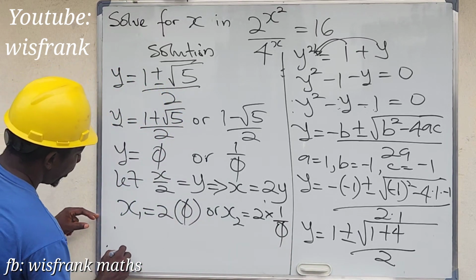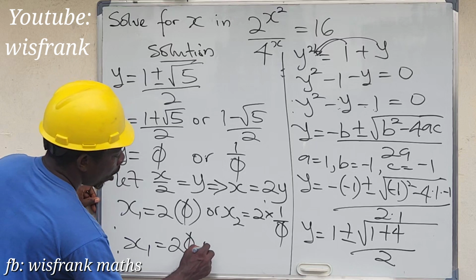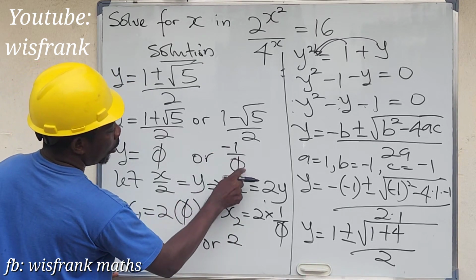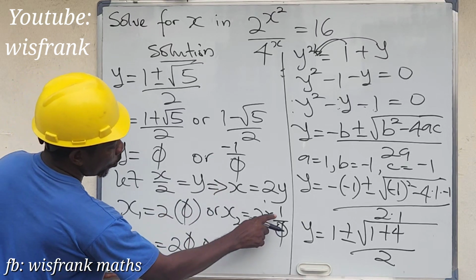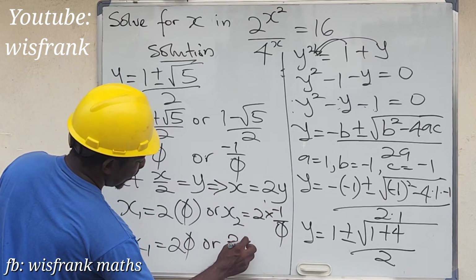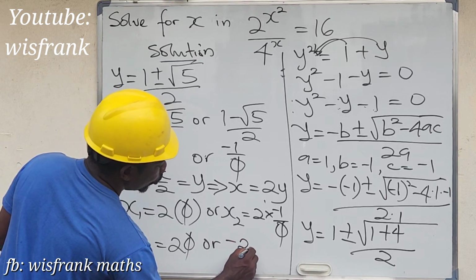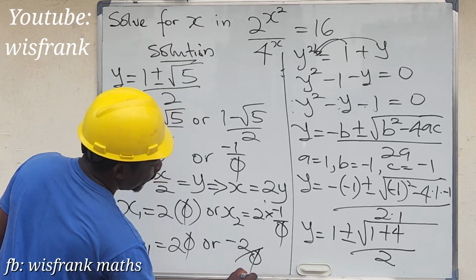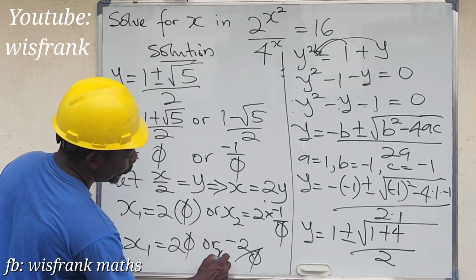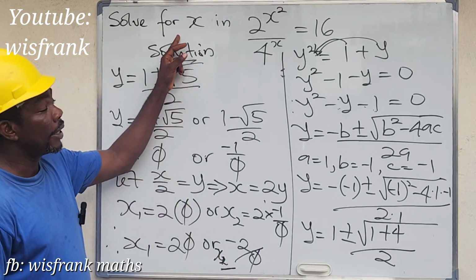So therefore, we have the value of x1 as 2 times 1 plus square root of 5 all over 2, or we have 2 times 1 minus square root of 5 all over 2. The 2s cancel, so this is the value of x1, and this is the value of x2. So these are the two values of x that satisfy this expression.